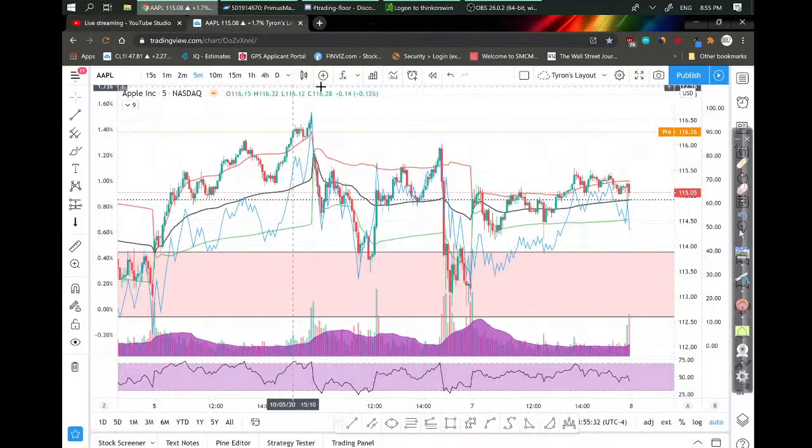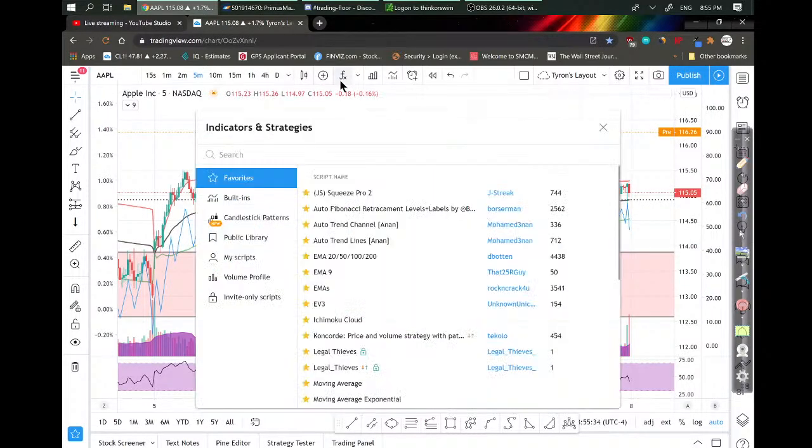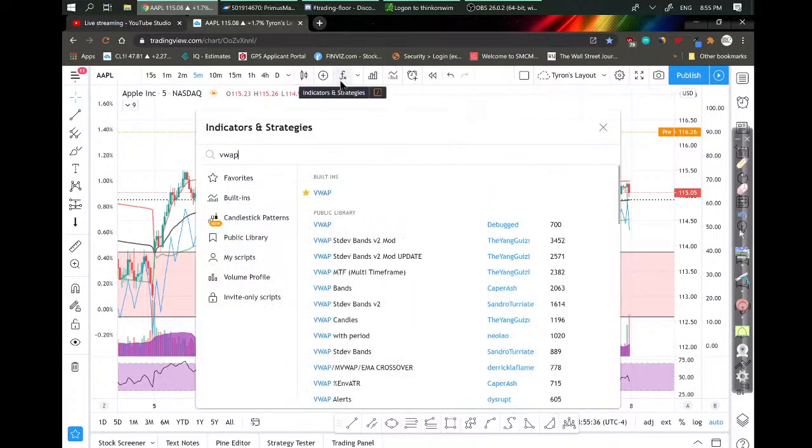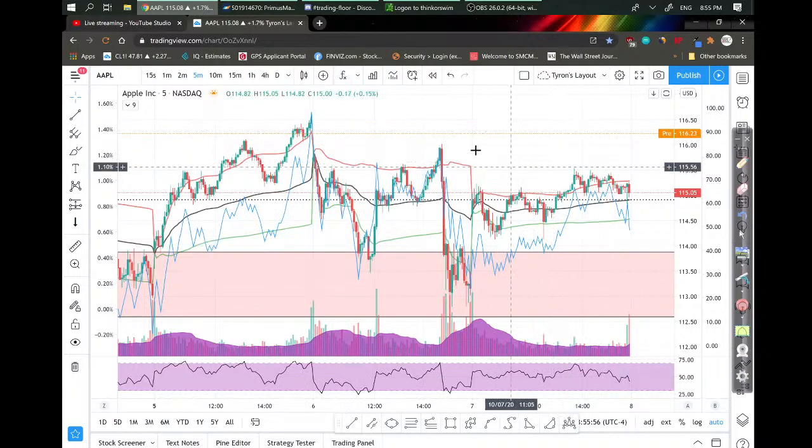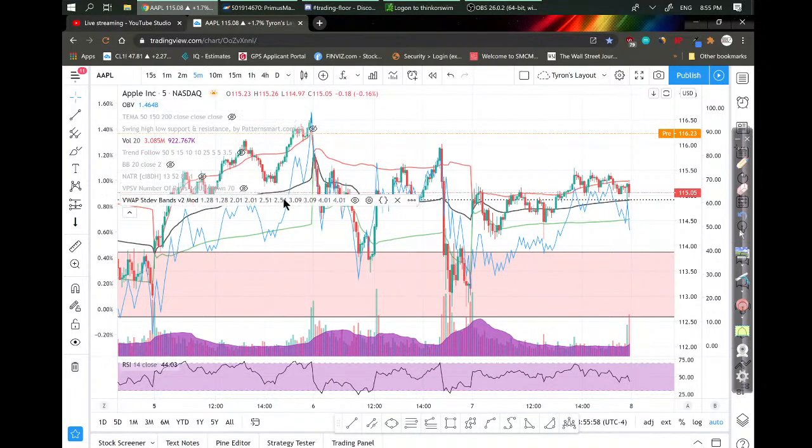Okay, so this is the one. So go into the indicators and you're gonna type VWAP. You're not gonna use the built-in one. The one that I'm using is the one by Yang Guizi. This one, not the update, just the regular one with the 3,452 likes. And you're gonna click on that one. It's called Standard Deviation Bands V2, and then you're gonna need to make some amendments to it. So these are the amendments that I made.